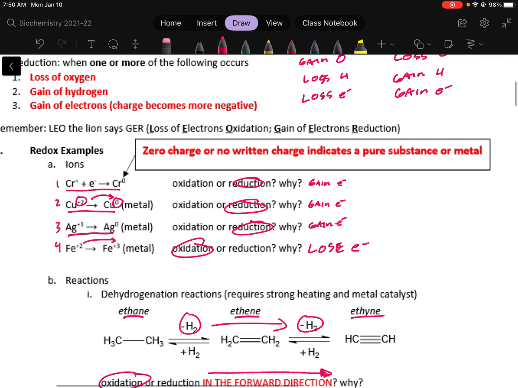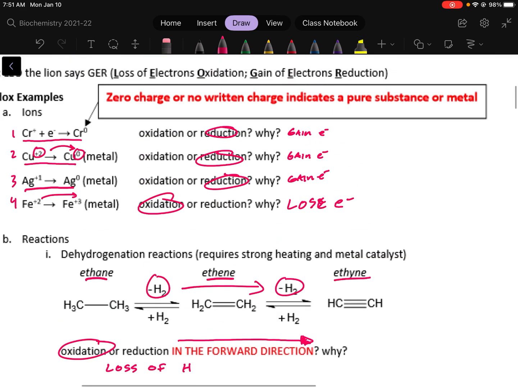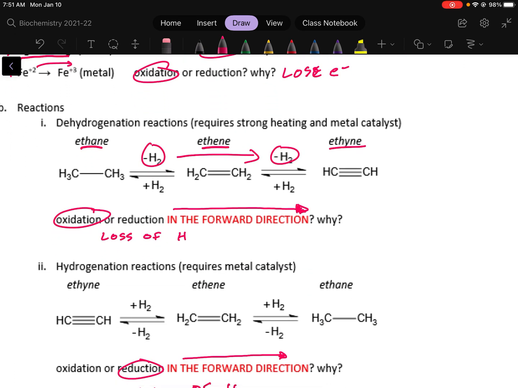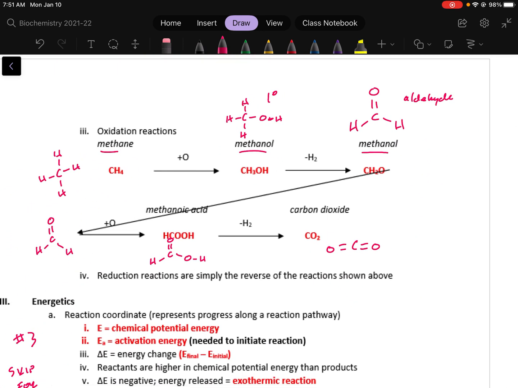We also looked at redox reactions in the addition or removal of hydrogen, so dehydrogenation reactions. In the forward direction of these equilibrium reactions, those are oxidations because they involve a loss of hydrogen. Hydrogenation reactions are just the reverse of that, the addition of hydrogens, the gain of hydrogen, those would be reductions. So we've talked about redox reactions in terms of electrons, we've talked about redox reactions in terms of hydrogens. We also talked about redox reactions in terms of gain or loss of bonds to oxygen.